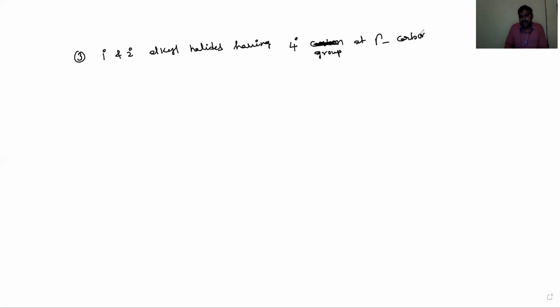The third condition is when primary and secondary alkyl halides having a quaternary carbon at the gamma position, or a quaternary group at the gamma carbon, form the Hofmann product. Okay, dear students, let's see a related example.